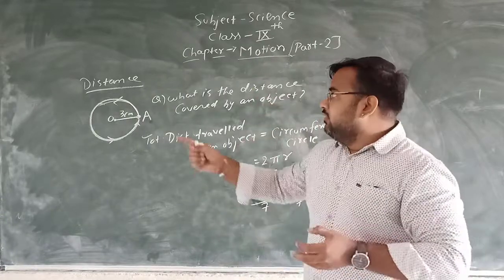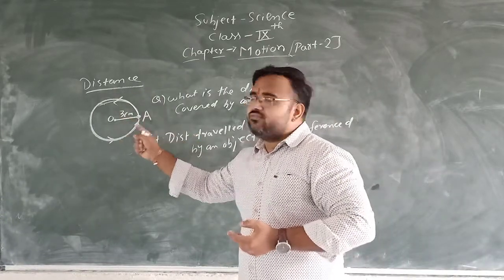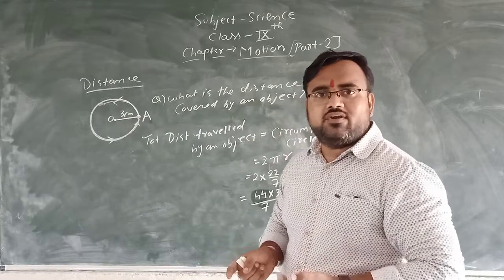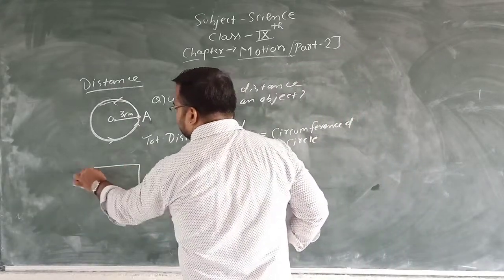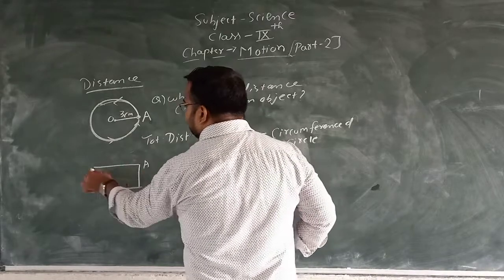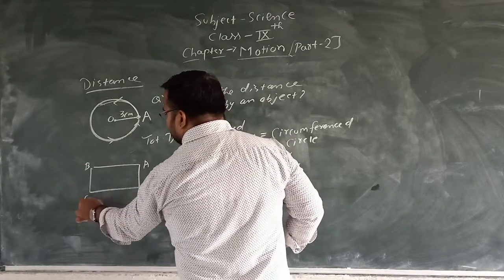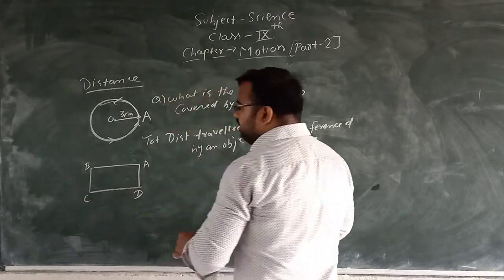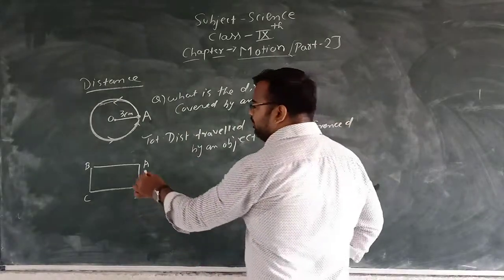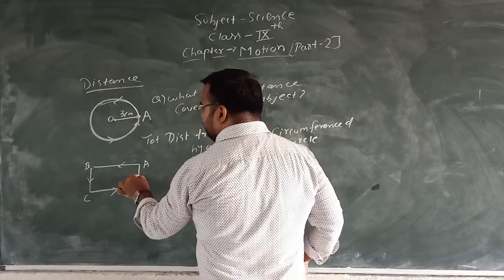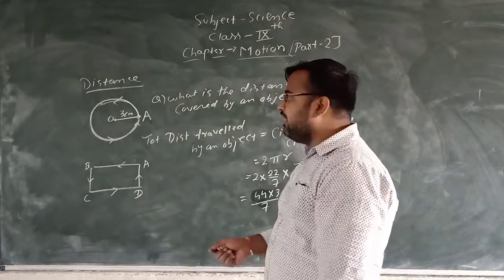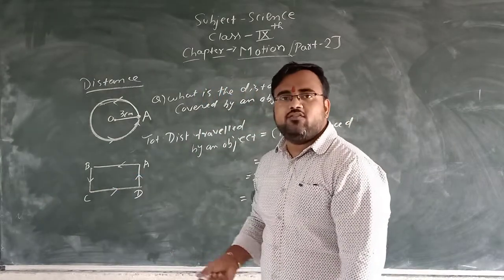If the question is like this, circumference of circle, then you have to calculate the circumference of circle. If the question is A, B, C, D, if any object starts its journey from A to B, B to C, C to D and D to A, then you have to calculate the distance traveled by the object.